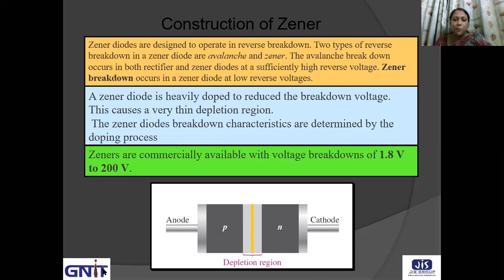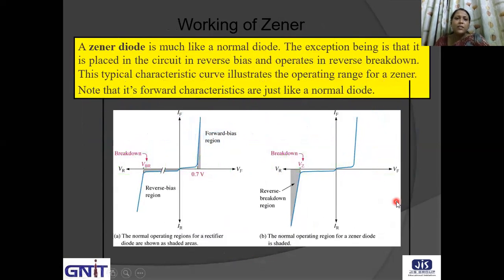So this is the schematic of a Zener diode. This is the P-type region, this is the N-type region, this is the depletion region, and this yellow portion is the junction. This is the anode, this is the cathode. So moving to our next slide. So, working of Zener.